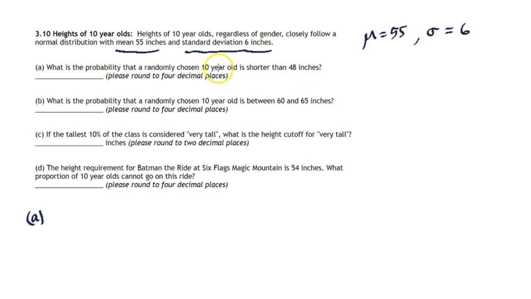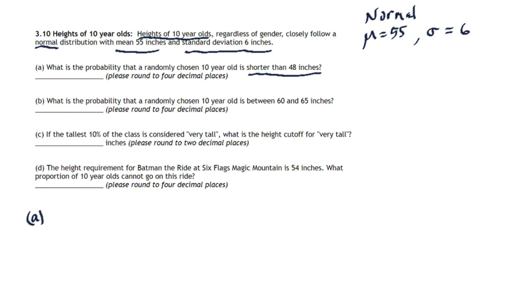So the 10-year-old is just part of the variable, because as mentioned here, this is the height of 10-year-olds. So 10 is not really a number that's dealt with in this problem. It's the shorter than 48 inches. Another important piece of information is that it's normal. So we have a normal distribution.